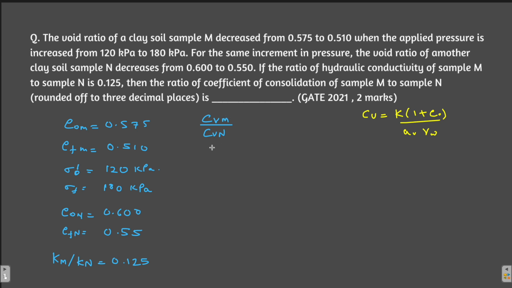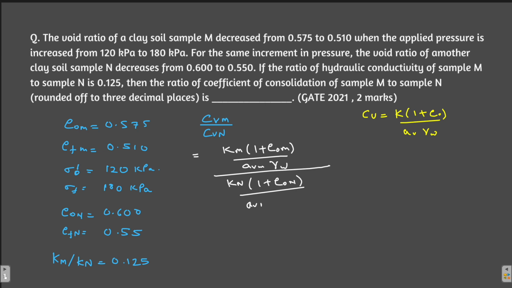Cv of M to Cv of N will be how much? It will be the coefficient of hydraulic conductivity of M into 1 plus e naught of M, by av of M into gamma w, divided by Kn into 1 plus e naught N, by av of N into gamma w, right?